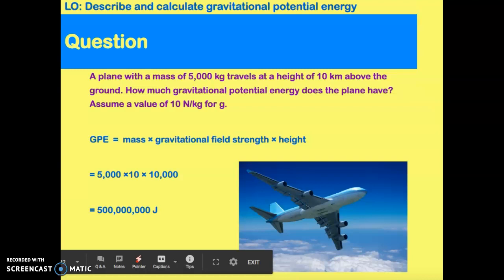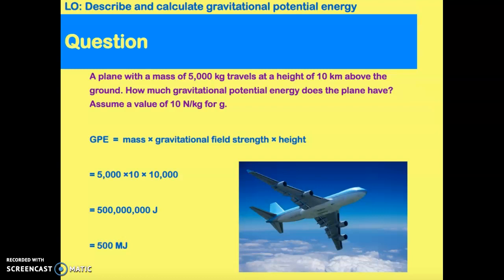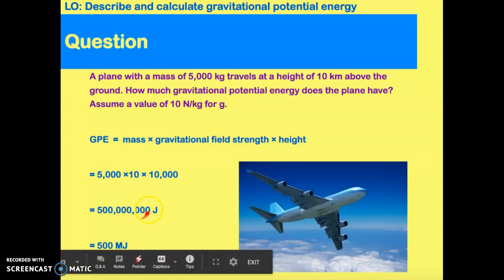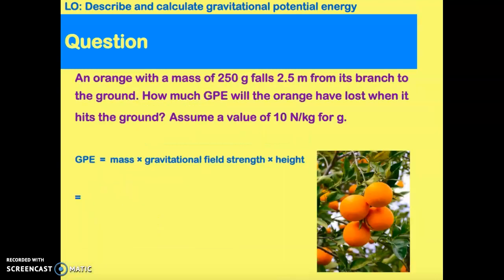We know in physics we don't like large numbers with loads of zeros, so we're going to convert that into megajoules, and megajoules just means that I've multiplied it by 1,000 by 100,000. Okay, here's another question for you to try. Again, just pause the video, give yourself a chance.